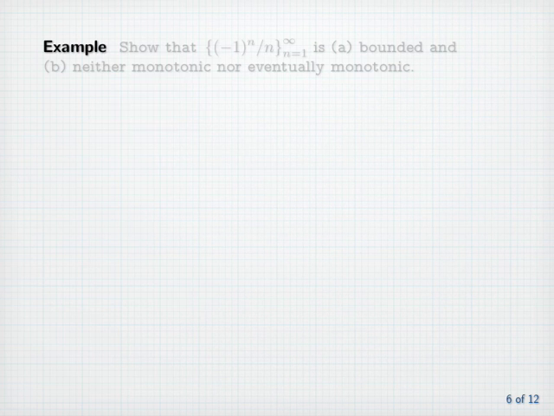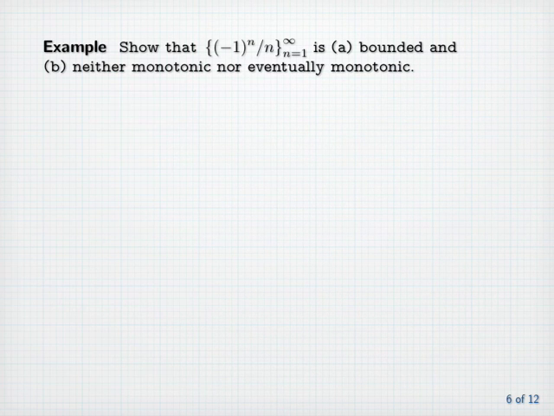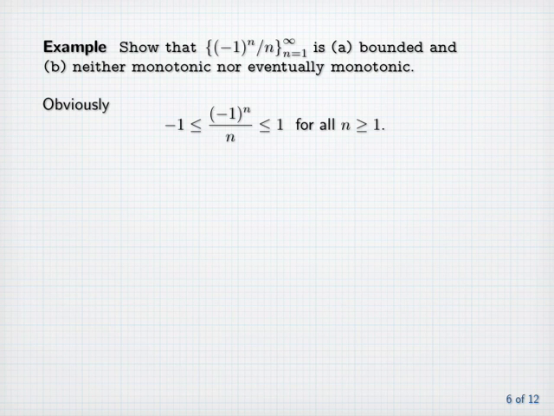Example: show that the sequence minus 1 to the n divided by n as n goes from 1 to infinity is a, bounded, and b, neither monotonic nor eventually monotonic. Obviously, minus 1 to the n divided by n is greater than or equal to minus 1 and less than or equal to plus 1 for all n greater than or equal to 1, so the sequence is bounded.